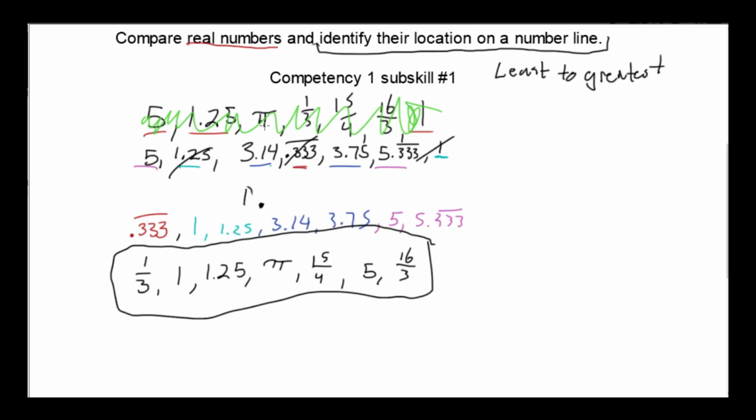Let me see if there's anything else to cover here. 1/3, 1.25, pi. Yeah, this looks great to me. This is what I would be doing on the test. If you have any questions, let me know.